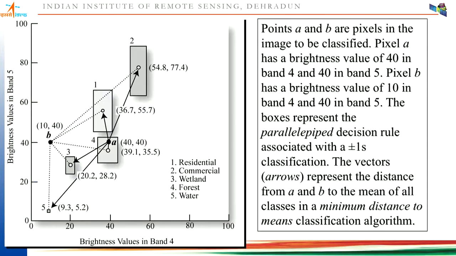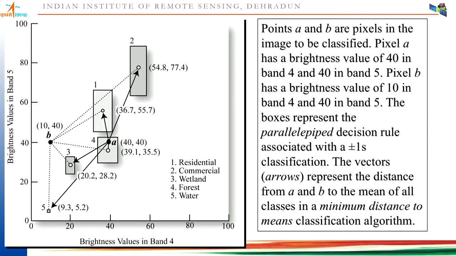Now, let me explain using this diagram. Suppose we have taken 5 different classes: class 1, 2, 3, 4 and 5. And our data is 2-band data. We are using band 4 and band 5. These 5 classes are residential, commercial, wetland, forest and water. It can be any classes. Now, what we have done is we have collected signatures.